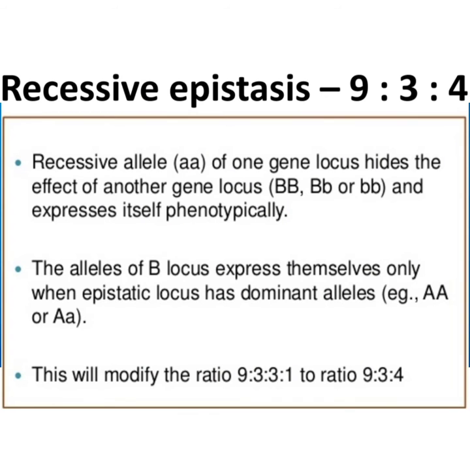Now, what is recessive epistasis? The ratio is 9:3:4. The recessive allele, small a, of one gene locus hides the effect of another gene locus. For example, capital B, small b, expresses itself phenotypically. The alleles of the B locus express themselves only when the epistatic locus has dominant alleles, for example capital A. This will modify the ratio from 9:3:3:1 to the ratio 9:3:4.